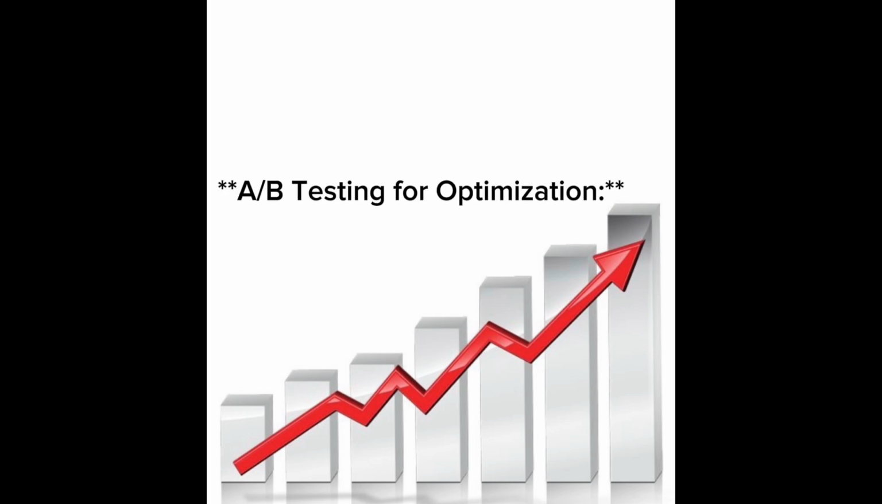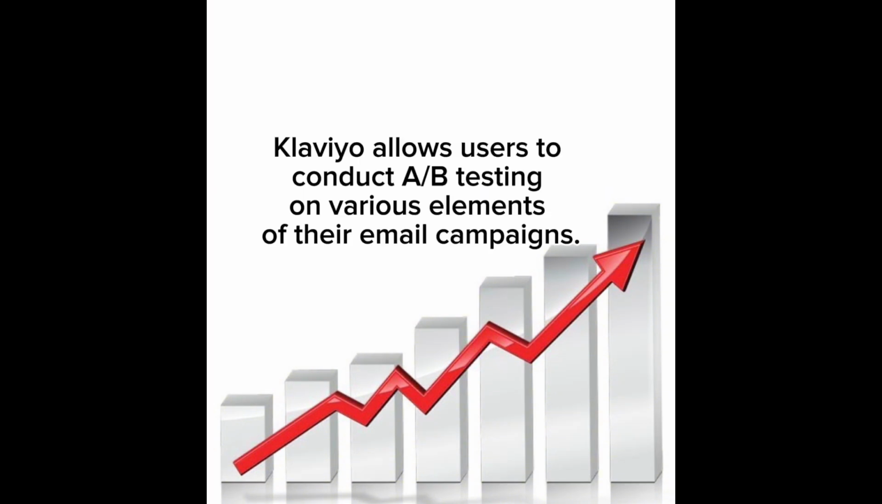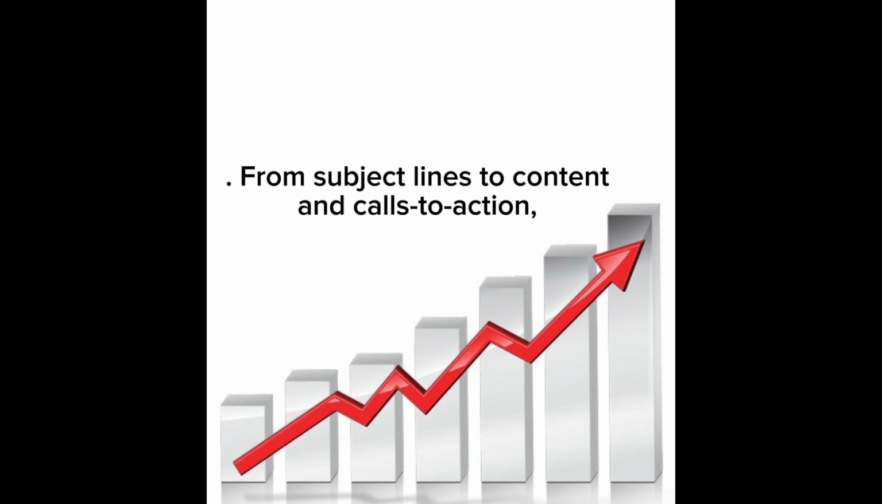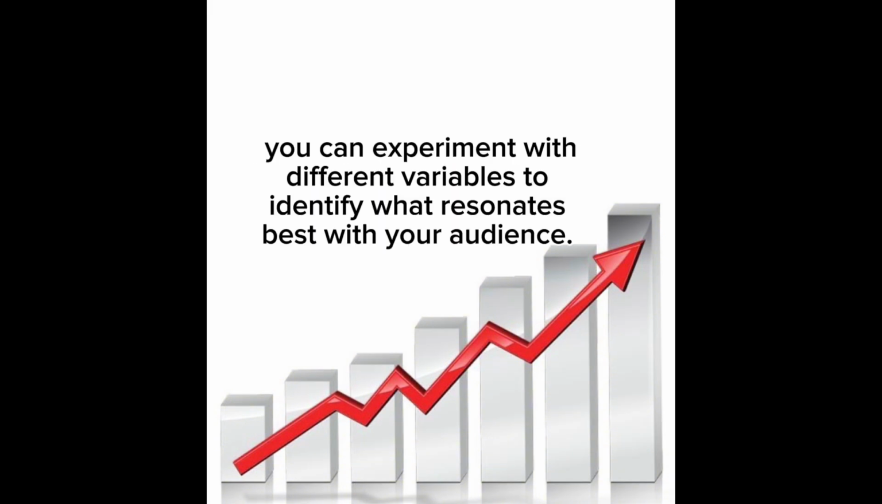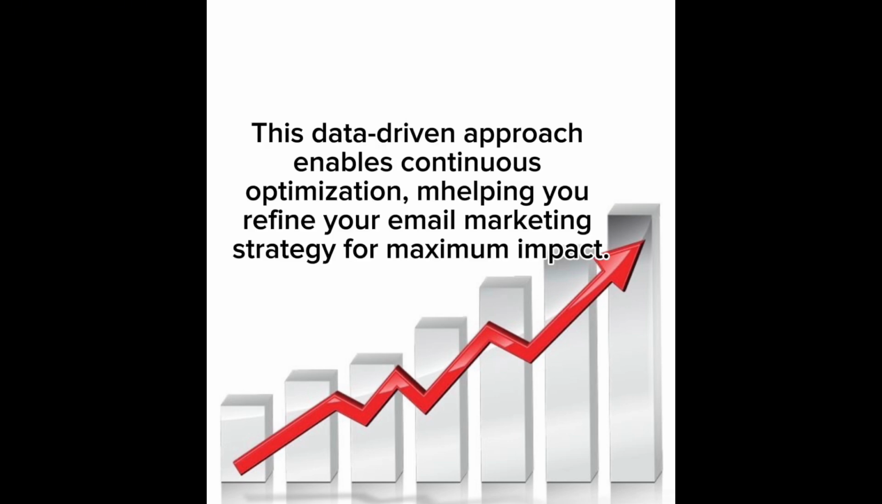A/B testing for optimization. Klaviyo allows users to conduct A/B testing on various elements of their email campaigns, from subject lines to content and calls to action. You can experiment with different variables to identify what resonates best with your audience. This data-driven approach enables continuous optimization, helping you refine your email marketing strategy for maximum impact.